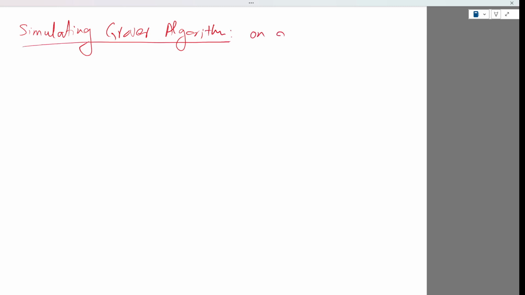Okay, so we are going to be simulating Grover algorithm on Qiskit, the latest version of Qiskit, 1.x. And let me first recall what are the steps that are needed. So we had the algorithm like this.